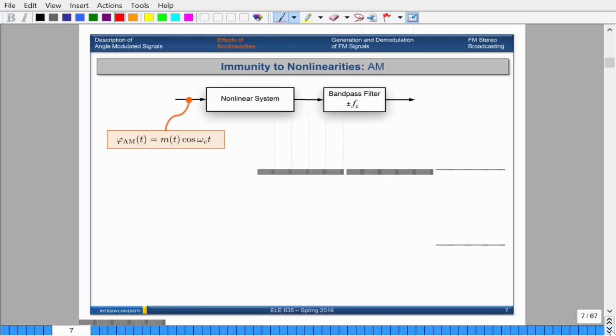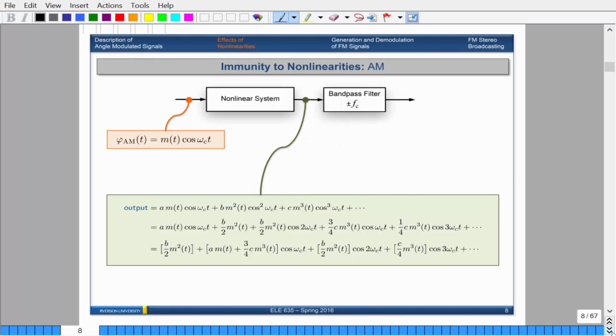Okay, so let's take a look at your AM signal. This is just double sideband suppressed carrier for now, just to make things simple. In general, you can use amplitude modulation if you wish, but let's just look at double sideband suppressed carrier. Let's put it through this nonlinear system and see what it actually looks like. So when we put it through our nonlinear system, the output is going to be A of x of t coming in, plus b of x squared of t, and so on and so forth.